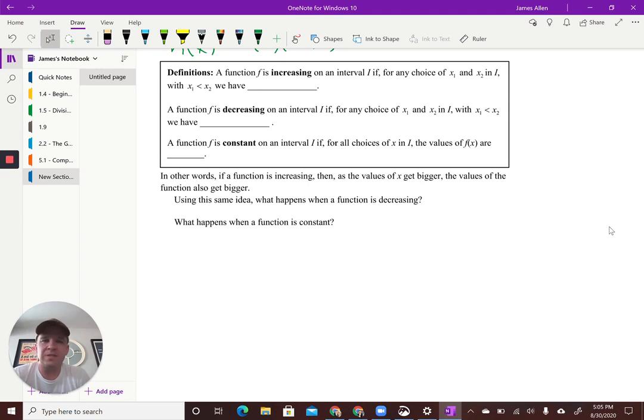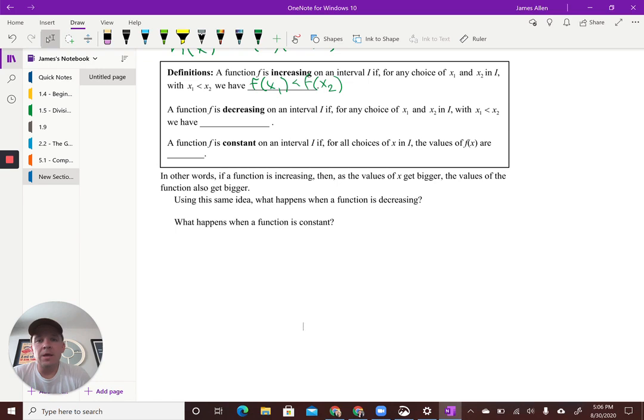Alrighty, the function f is increasing on an interval I if for any choice of x sub 1 and x sub 2 in I, with x sub 1 being less than x sub 2, we have f of x sub 1 is less than f of x sub 2. Meaning, as you move further and further to the right, as your x values are increasing, your y values, your function values, are also increasing.